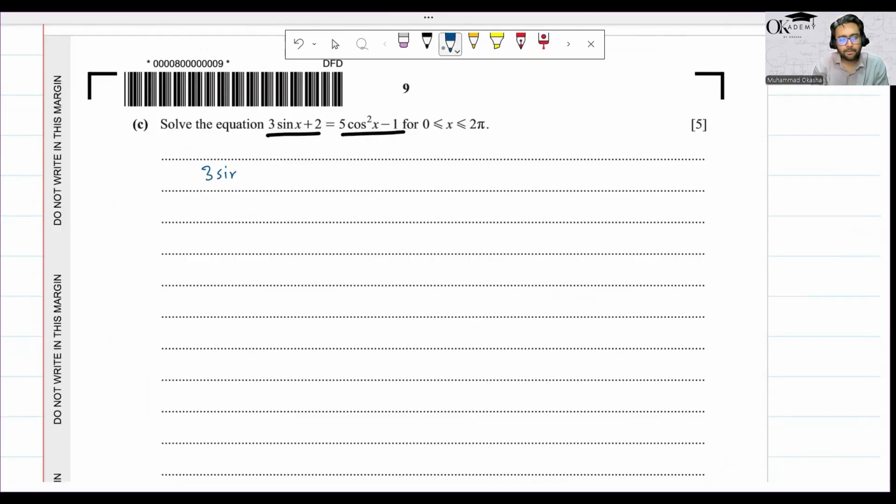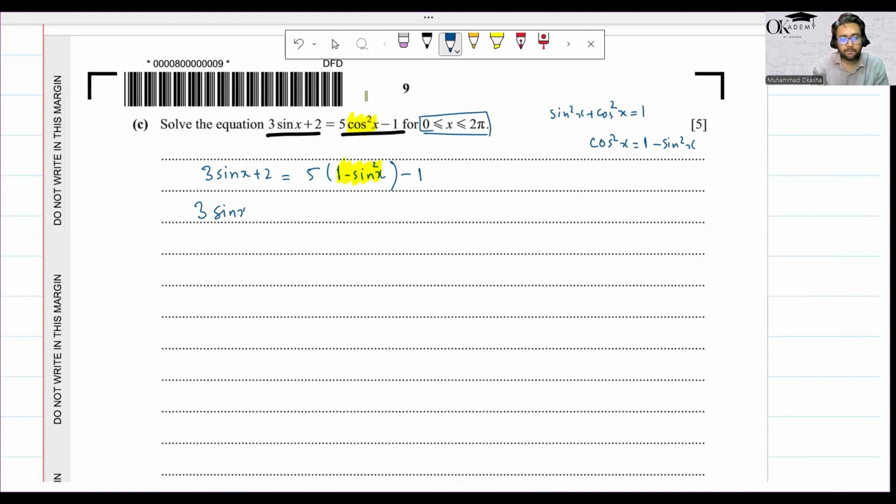3 sine x plus 2 equals 5. I'll turn the entire equation in terms of sine. We know that sine square x plus cos square x equals 1, which means cos square x can be written as 1 minus sine square x. So I'll write it as 1 minus sine square x minus 1. Instead of cos square x, I replaced it with 1 minus sine square x. All right, be very careful with the domain as well.